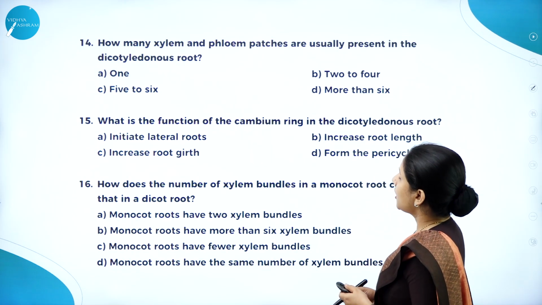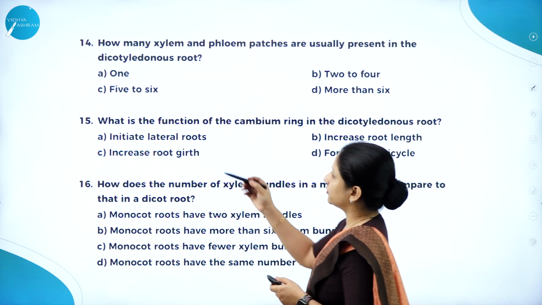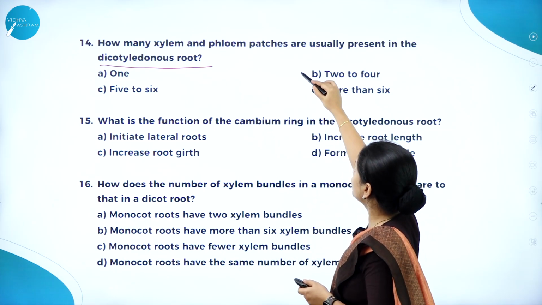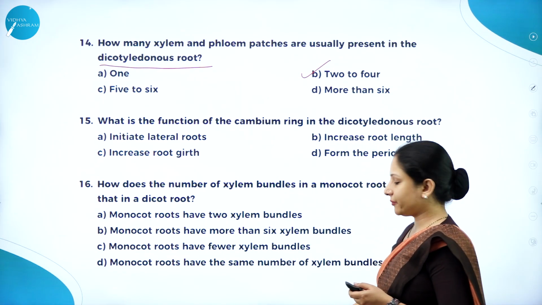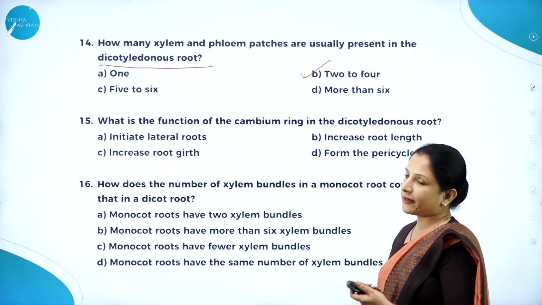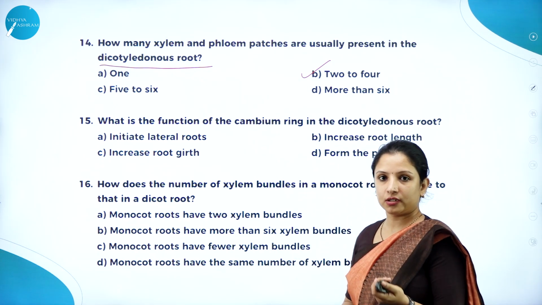So, next question. How many xylem and phloem patches are usually present in a dicotyledonous root? Dicotyledonous roots usually have 2 to 4 xylem and phloem patches. It's 2 to 4. It is not 5 to 6. The 5 to 6 or polyarch condition is seen in monocotyledonous root.